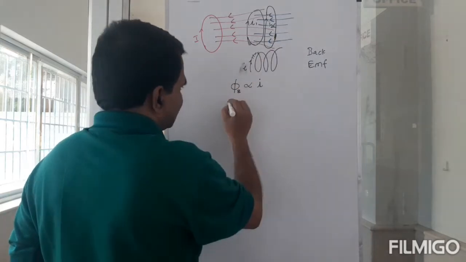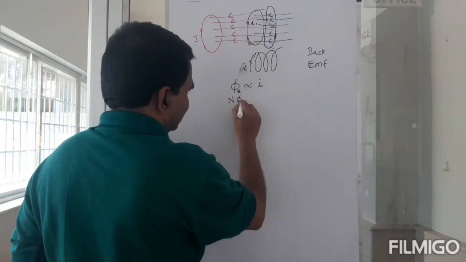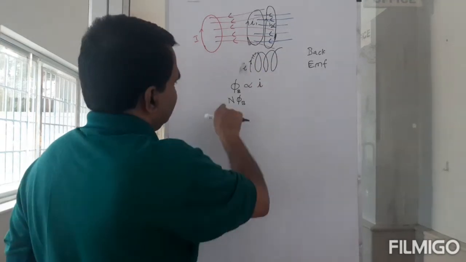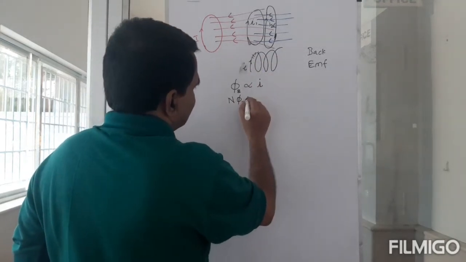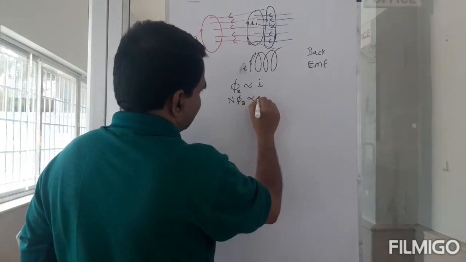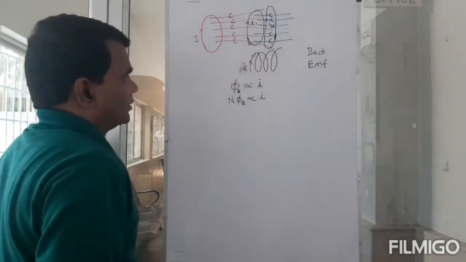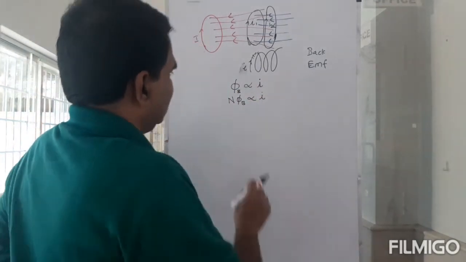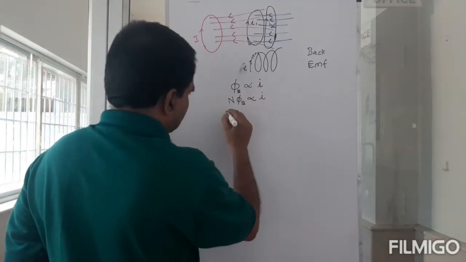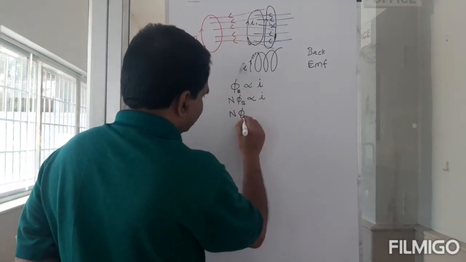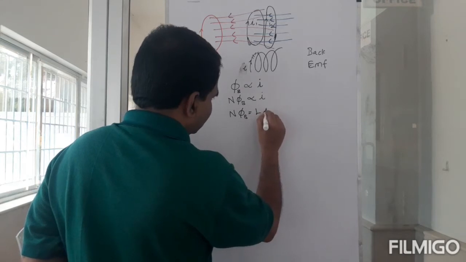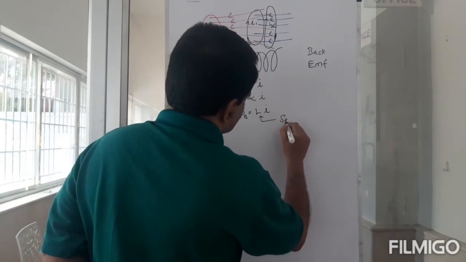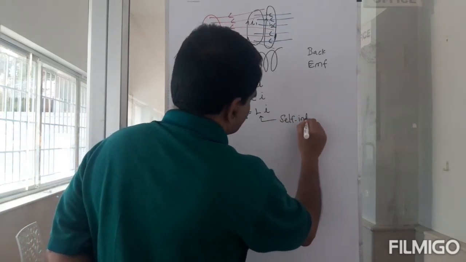Then the total flux linkage will be N phi B. Each loop will have flux linkage. So N phi B is proportional to the current flowing through this. Phi B is proportional to current, so N phi B is also proportional to the current. And if I use a constant of proportionality, it will be L times I. And this L is called self-inductance.